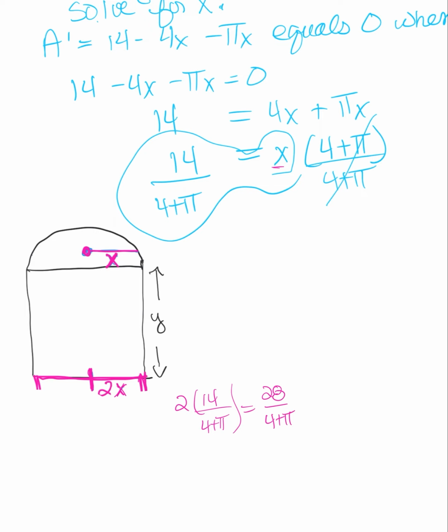Now you may say, well, okay, I'm going to divide this 4 away, but you can't. You cannot divide that 4 away because this is not 4 by itself. It's 4 plus a little bit, 4 plus pi. So these guys are together. All right, so we have this right here is one of our answers. So this part is 28 divided by 4 plus pi. And this guy up here is 14 divided by 4 plus pi.